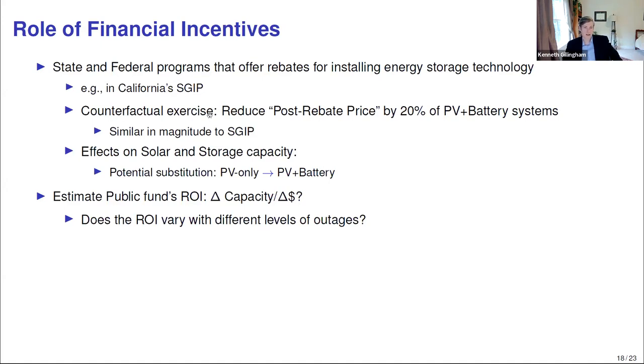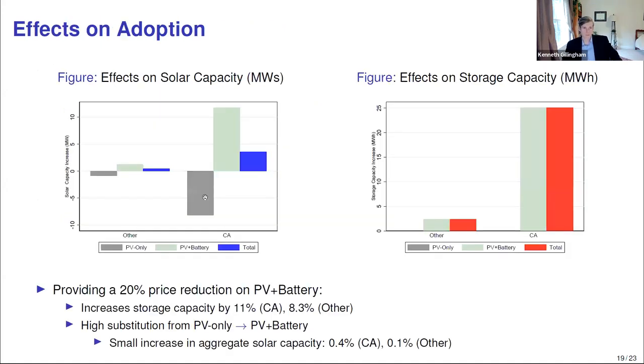So we're going to run a counterfactual exercise. We're going to reduce the post-rebate price by 20% for the PV and battery systems, similar in magnitude to the SGIP, and look at the effects on solar and storage capacity, and look at the substitution that occurs. Basically, how much are we actually going to be increasing total PV only, total PV, the aggregate PV of both, or how much are we just switching people between those two technologies? And that allows us to calculate some return on investment types of calculations.